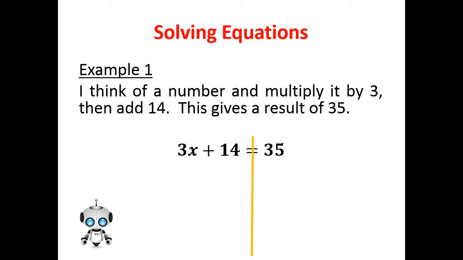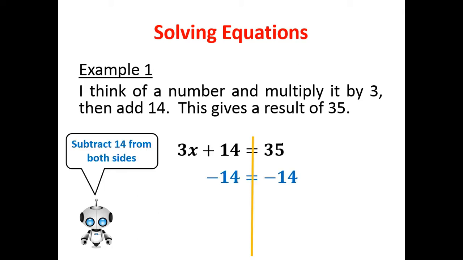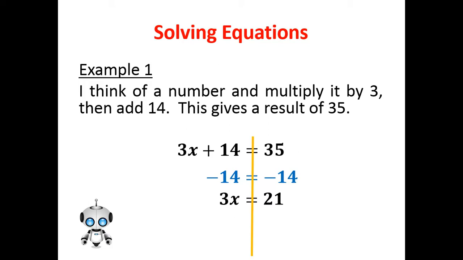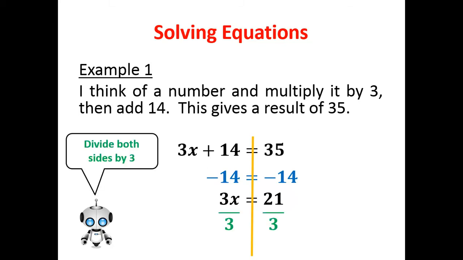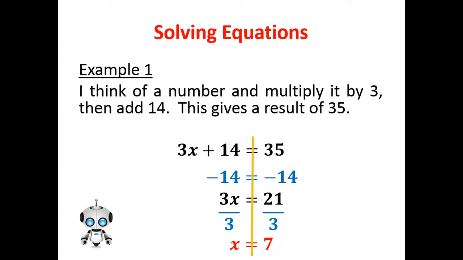Line down the middle, we're going to subtract 14 from both sides. On the right hand side, 35 minus 14 is 21. On the left hand side, 14 minus 14 makes 0, so we're left with 3x, so 3x is equal to 21. We're going to divide both sides by 3. 21 divided by 3 on the right leaves 7, and 3 divided by 3 on the left hand side leaves x, so x is equal to the number 7. So the number we were thinking of is 7.